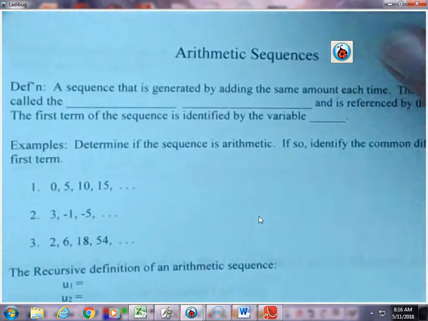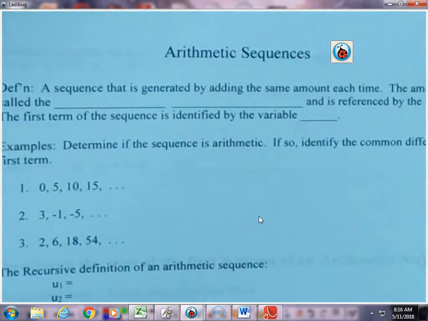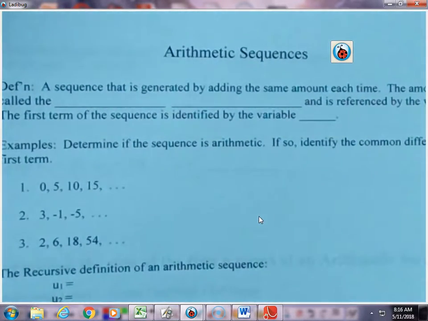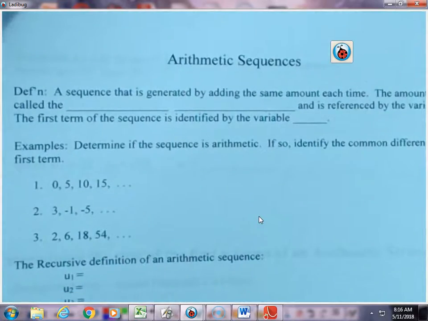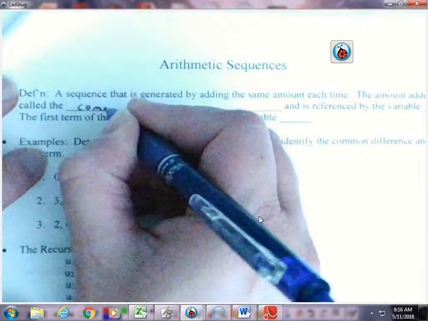Okay, so we're going to skip over that, the double one. Well, I gave you like 3/4 of that one, and we're going to go on to arithmetic. Okay, so arithmetic sequences. And it's okay because you did them in Algebra 2, so you can handle it. The definition is a sequence that is generated by adding the same amount every time, and the amount that is added is called the common difference. So common difference.